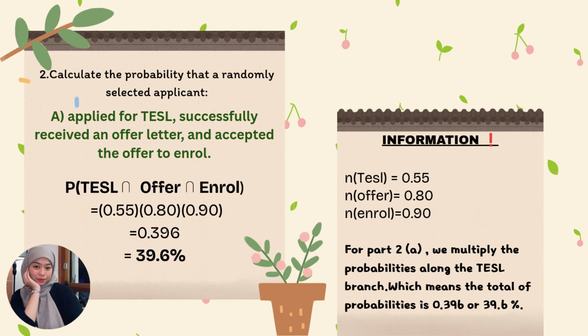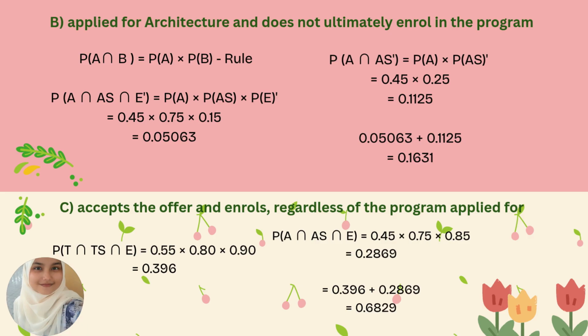We follow the TESOL branch in the tree diagram and multiply the probabilities along that branch. The calculation is 0.55 multiplied by 0.80 multiplied by 0.90, which gives 0.396 or 39.6%. For part B, we need to use a formula to find the probability that a student applies for architecture but does not eventually enroll in the program.